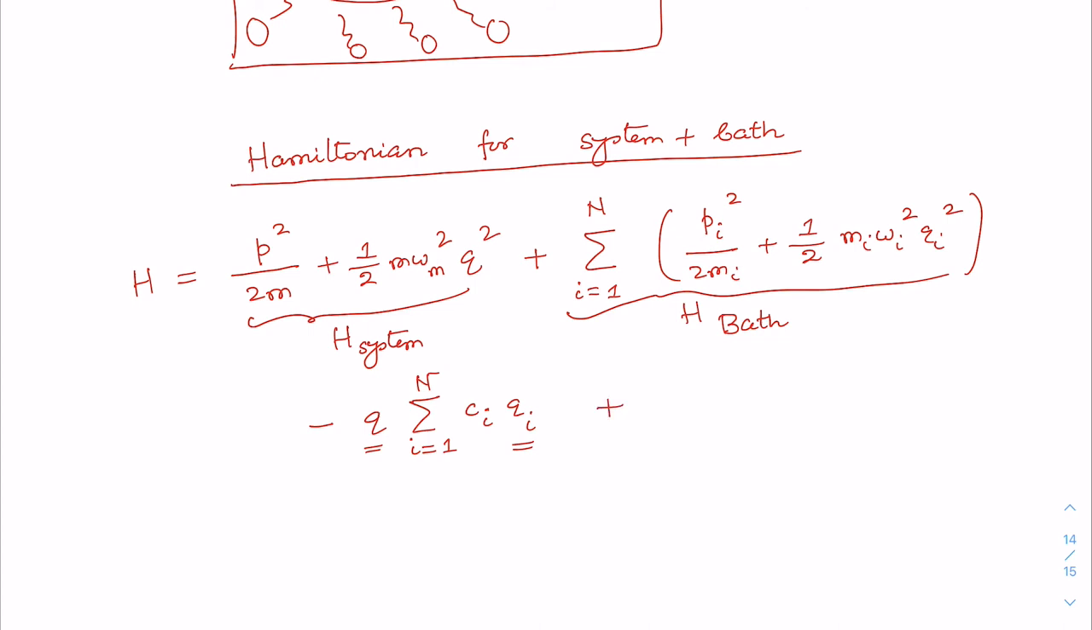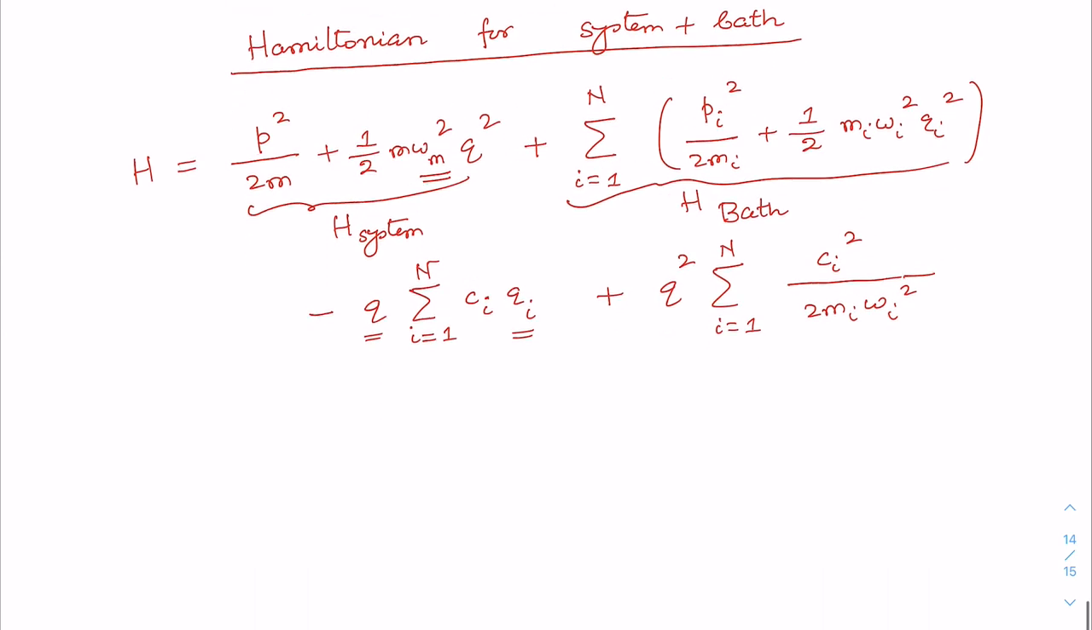And there is an additional term that is added to take into account, or rather cancel, the shift in frequency of the system oscillator. You see, frequencies are associated with this Q square. So this particular term is just added for convenience so that it can cancel the shift in frequency of the system oscillator when it is interacting with the environment. So this is what is done. So we have a term like this. Okay.